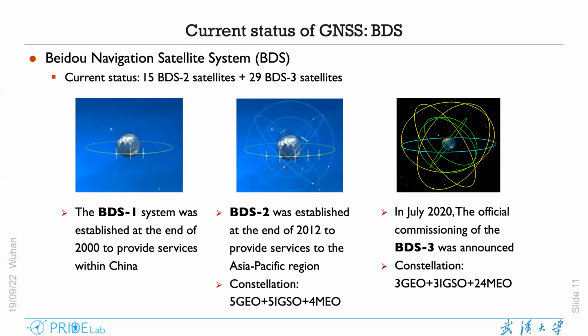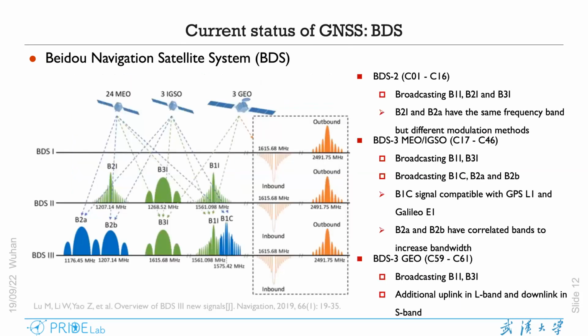So then you can see some improvement when we do global reference frame maintenance. Now we have 15 BDS2 satellites and 29 BDS3 satellites combined, and this can provide more signal redundancy for us to maintain the robustness of positioning on a global scale.